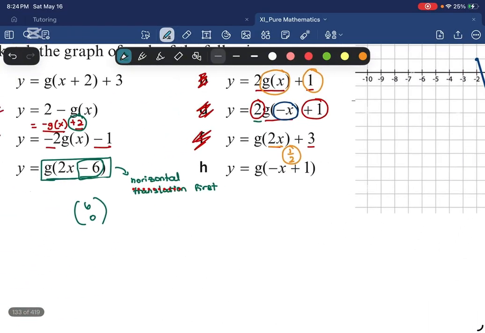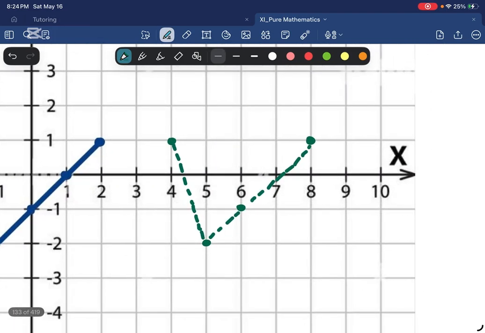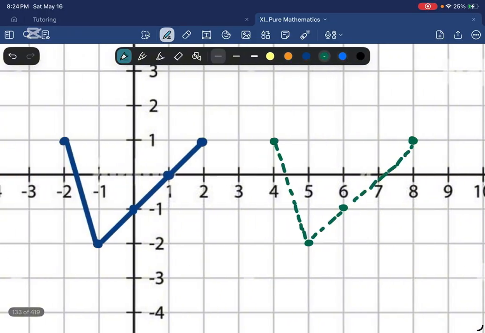And then I need to do the horizontal stretch by a factor of half, right? By a factor of half, I keep my y-axis invariant, but I need to halve all my x-axis values. So 4 comma 1 becomes 2 comma 1. 5 comma minus 2 becomes 2.5 comma minus 2. 6 comma 1 becomes 3 comma 1. Okay, this is also a point, by the way. 7 comma 0 becomes 3.5 comma 0, and then 8 comma 1 becomes 4 comma 1.